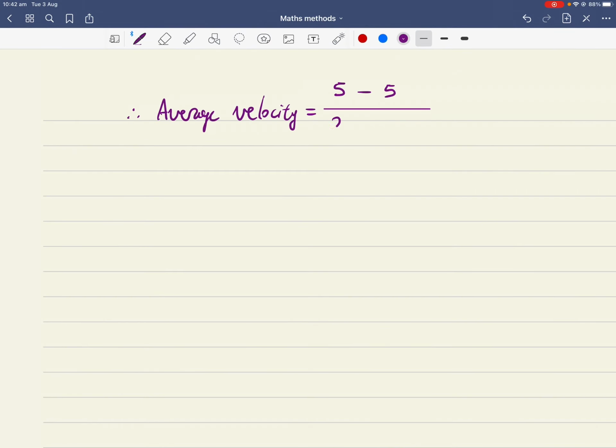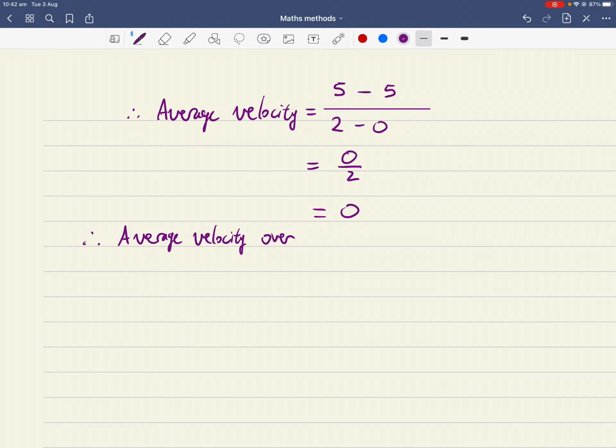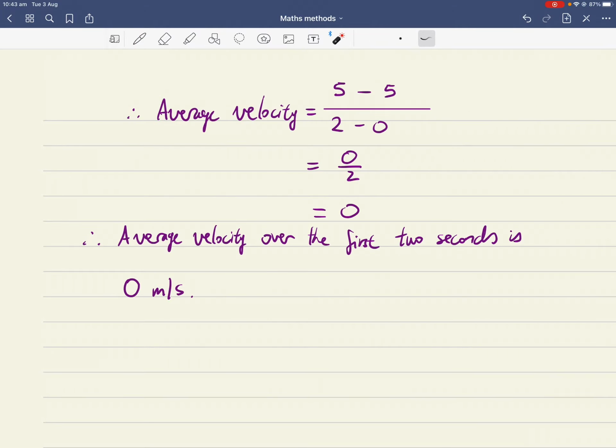So 5 minus 5 over 2 minus 0, which gives us 0 over 2, which is 0. So therefore, the average velocity over the first 2 seconds is 0 meters per second. So don't forget your units, meters per second, because that's the units for velocity, speed.